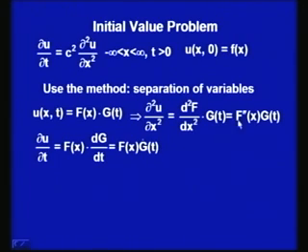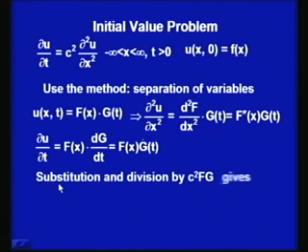Now, substitute this del 2 u over del x 2 and del u over del t in our given equation, and then divide by c square F G. What we get, if I substitute it here, is F(x) times G dot t is equal to c square times F double dash x G(t).